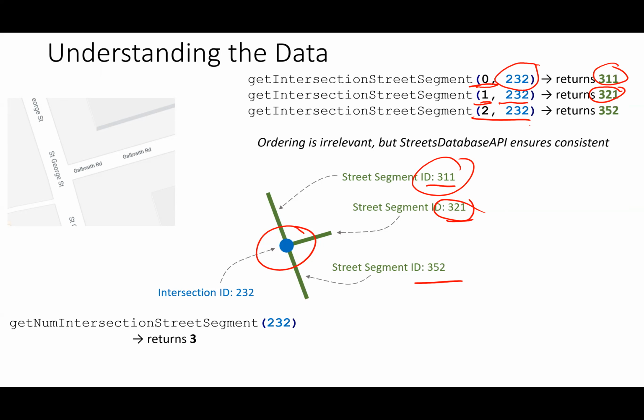And I can ask about number 2, which, because we started at 0, is actually our third street segment. It's going to return this ID. So I've got the IDs of all 3 of these. What do you think happens if I call this with 3, call it 232? Is it good, bad, maybe it's lucky? It's bad, right? It's going to be really bad.